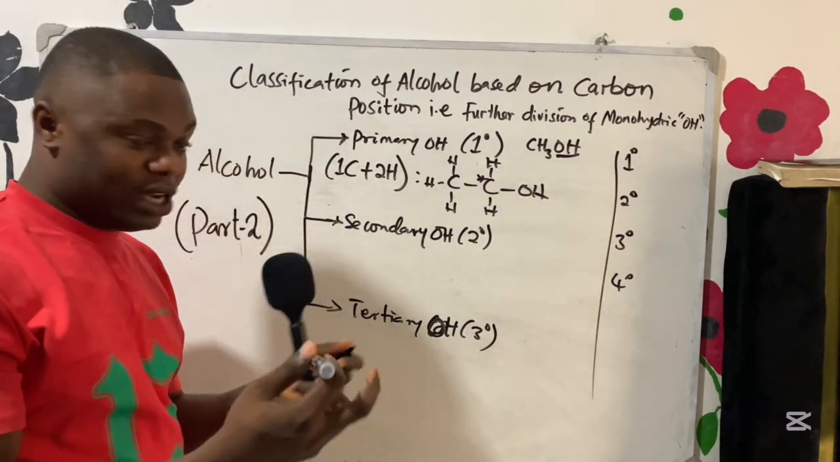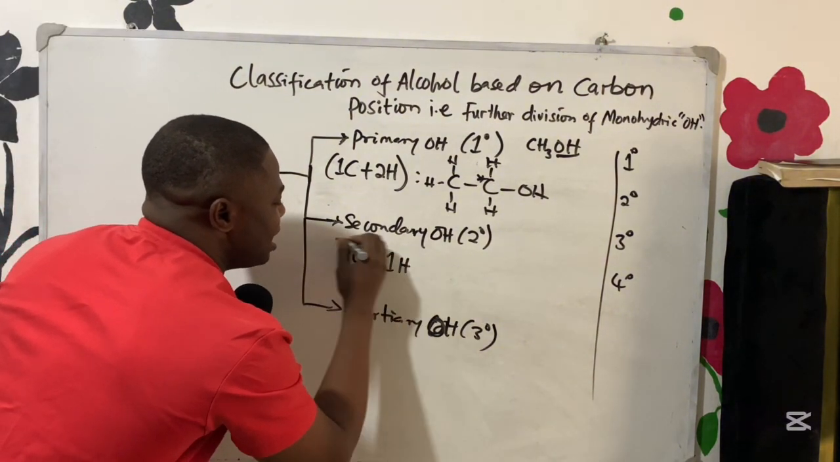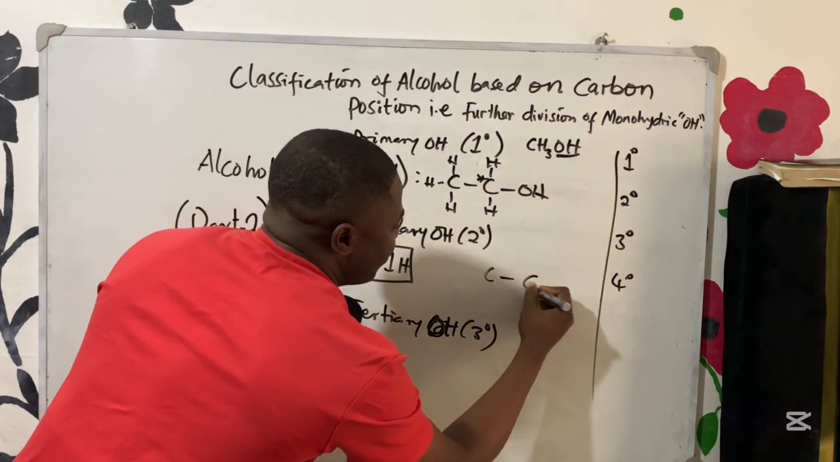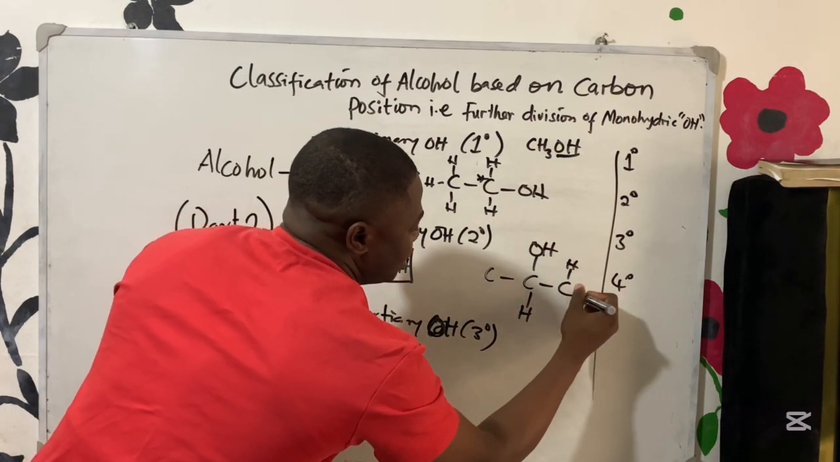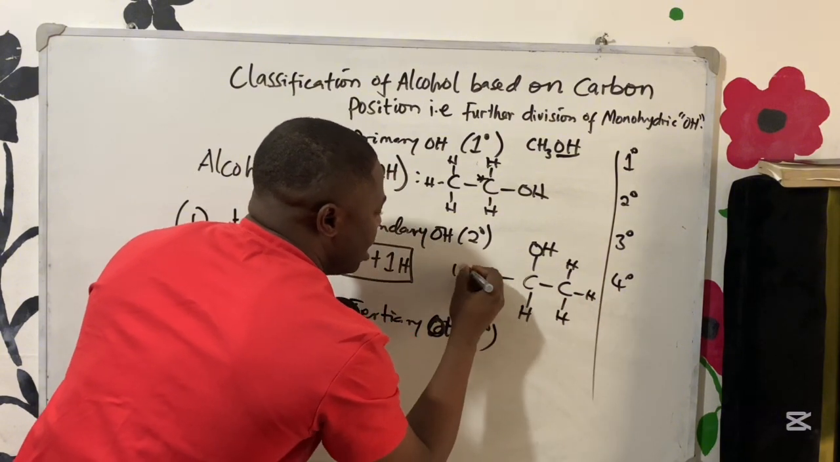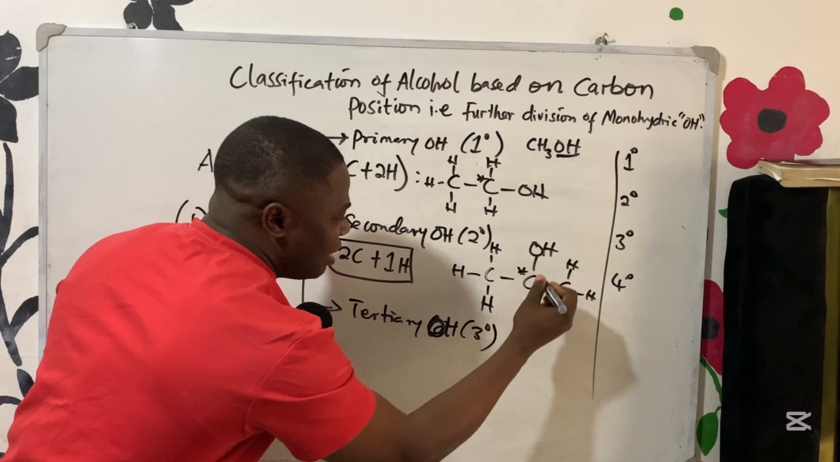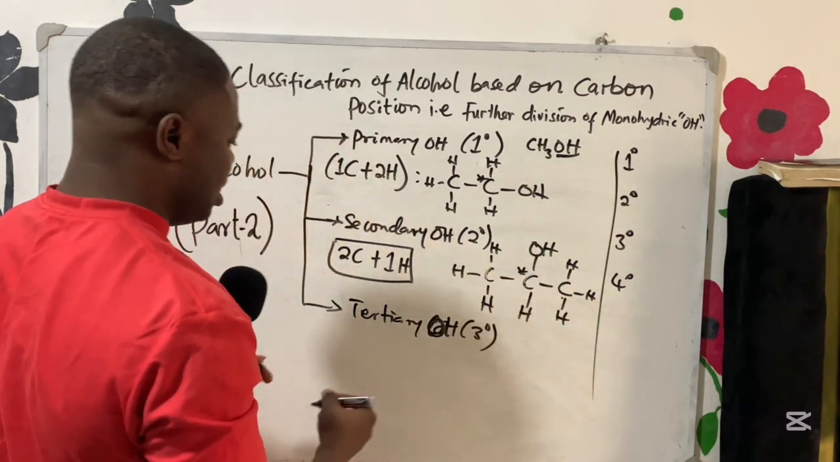Now a secondary alcohol, there's no exception to this. It is that alcohol that has 2 carbon atoms plus 1 hydrogen directly attached to the carbon carrying the OH functional group. Example, if you have this, now look at this. This is hydrogen, and of course hydrogen here, hydrogen, and hydrogen. This is a secondary alcohol. Why? This is the carbon in question. This carbon has 2 other carbon atoms attached and 1 hydrogen attached. That's what makes it a secondary alcohol.